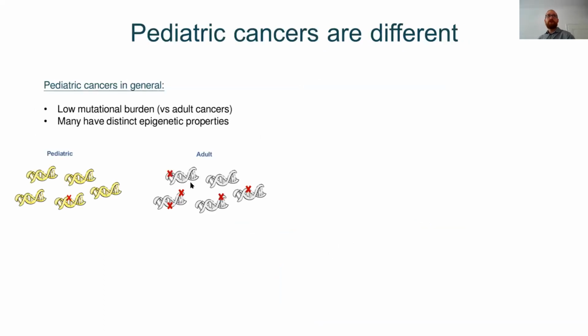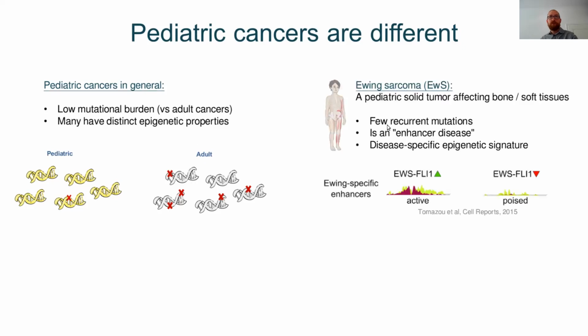It's important to know that pediatric cancers are a bit different from adult cancers. They have a lower mutational burden, but many pediatric cancers have distinct epigenetic properties. And this is true also for Ewing sarcoma, which is a pediatric solid tumor that affects bone and soft tissue that we're using as a model disease in this study. Ewing sarcoma has few recurrent mutations, and it's a so-called enhancer disease, where a fusion oncogene drives the disease and induces a disease-specific epigenetic signature.